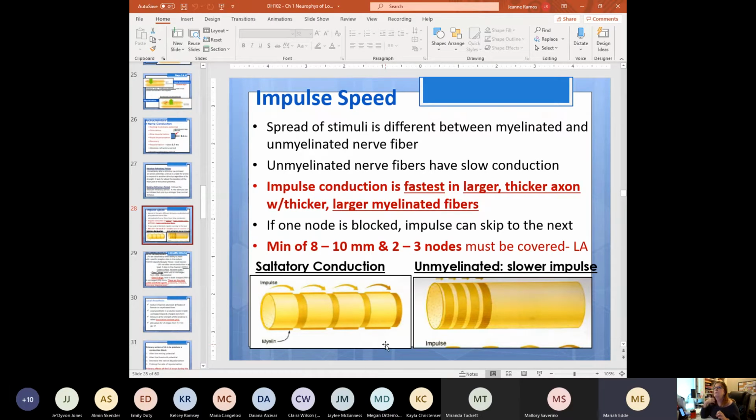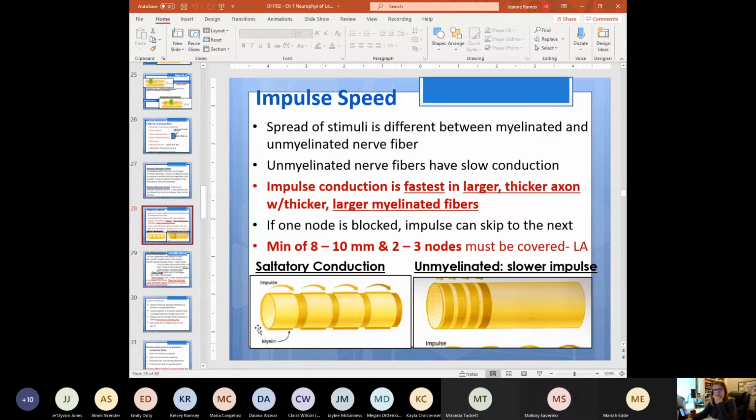So with the unmyelinated, it has the slower impulse. Someone that has trauma, would they have a slower impulse to leg pain if they were handicapped? Yes, maybe so. Maybe it would have a slower impulse in order for it to reach. I really never thought of it that way, but it's true. Sometimes instead of direct pain, it can be more throbbing. Yeah.